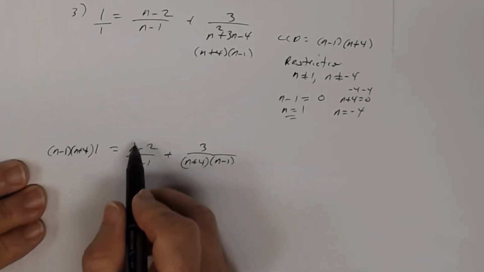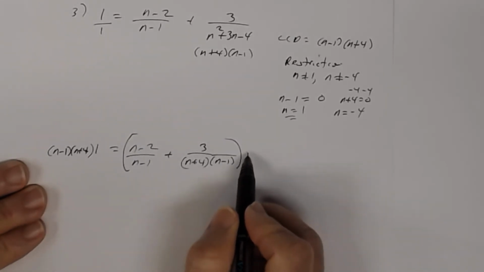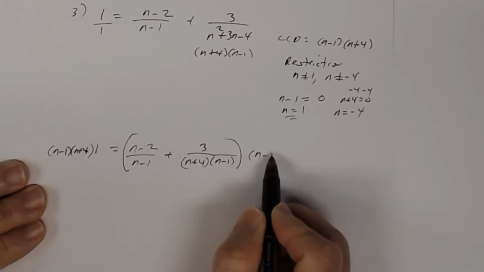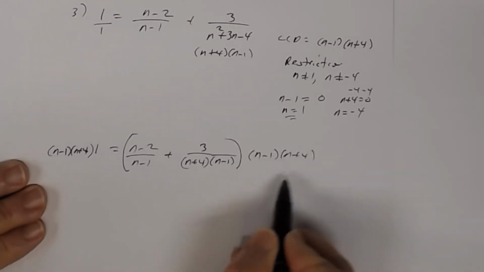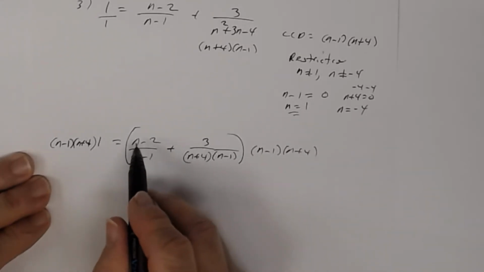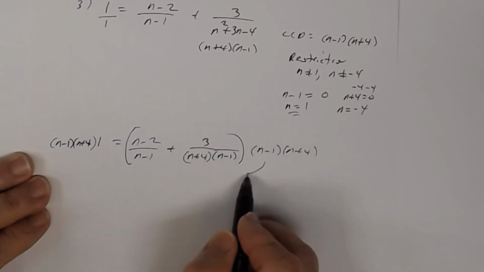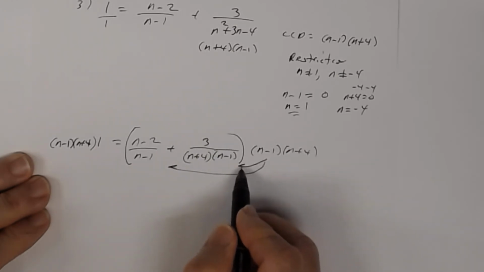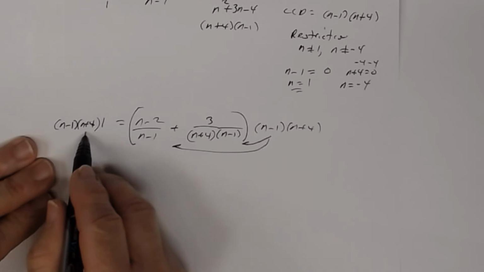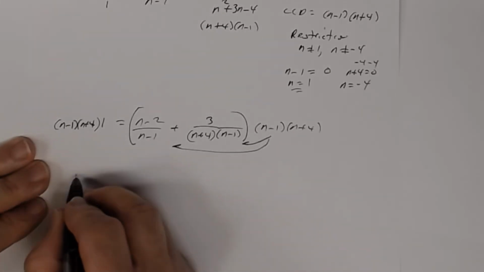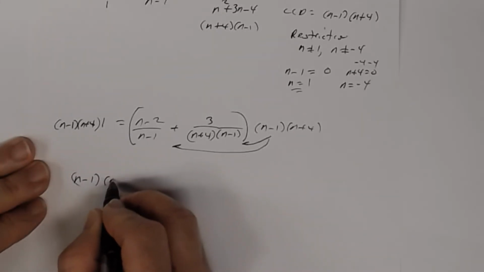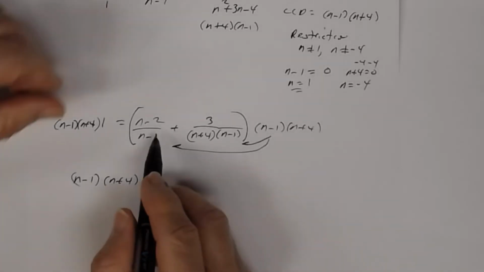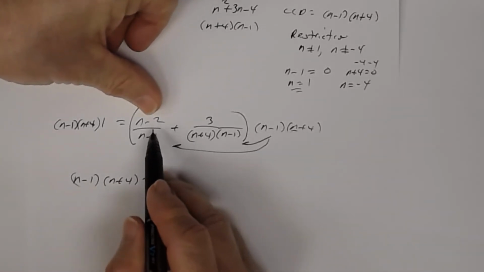Now I don't have enough room here, so I'm going to put that on this side. So n minus 1, n plus 4. All right. Now I'm going to get rid of this grouping symbol by distributing. You can distribute the LCD here. So I get n minus 1 times n plus 4 times 1 is just n minus 1 times n plus 4, equal the LCD times this fraction.